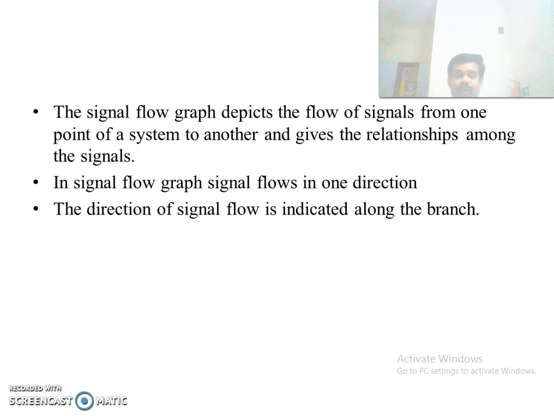In a signal flow graph, the signal will flow only in one direction. It is not bidirectional, it is unidirectional. The direction of signal flow is indicated along the branch. This signal flow graph will have nodes as well as branches, and the signal will flow through the branches.